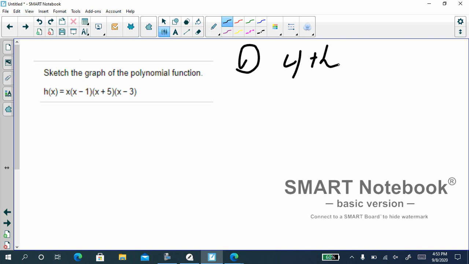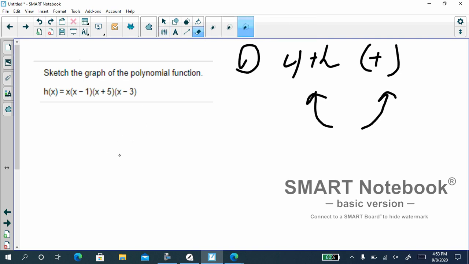The coefficient of each x is an understood +1, so when we multiply all those together, we get a positive leading coefficient. An even degree, positive leading coefficient, the edges look like that. So that's what happens on the edges of our graph.